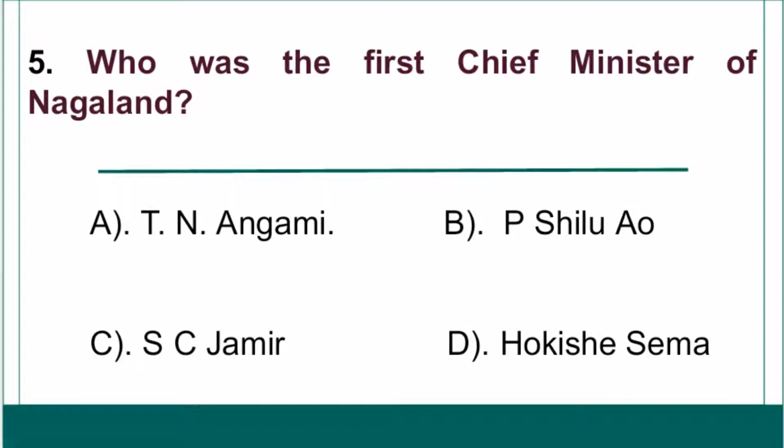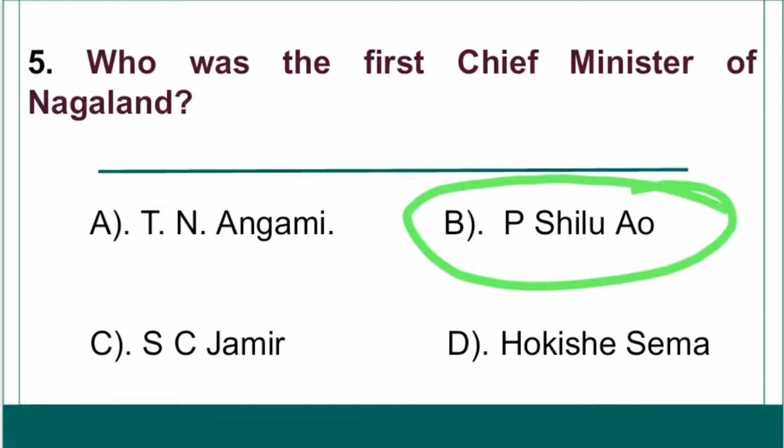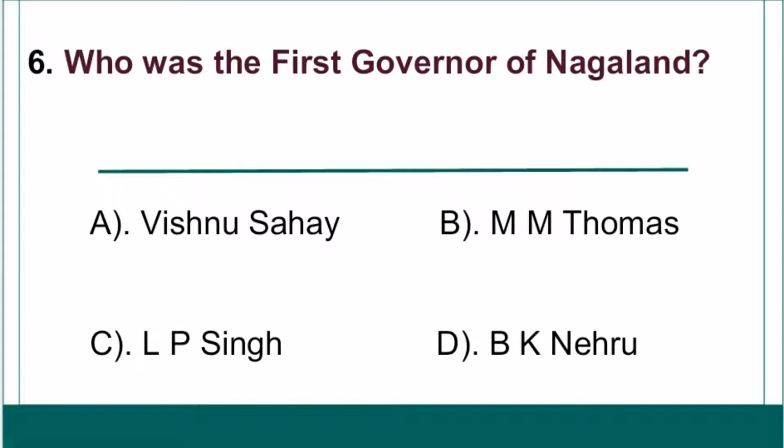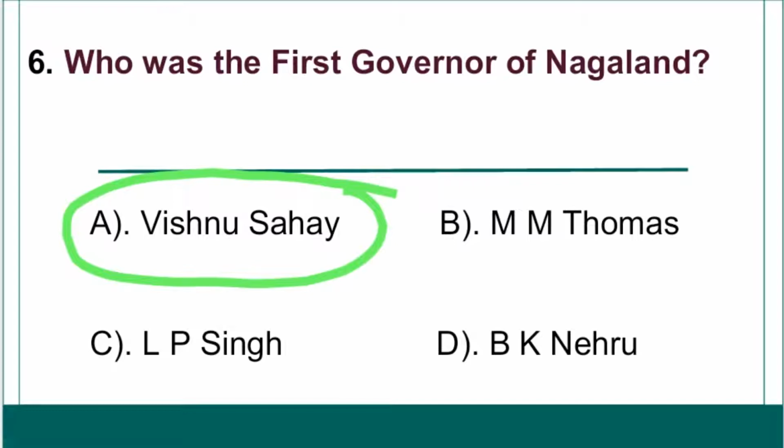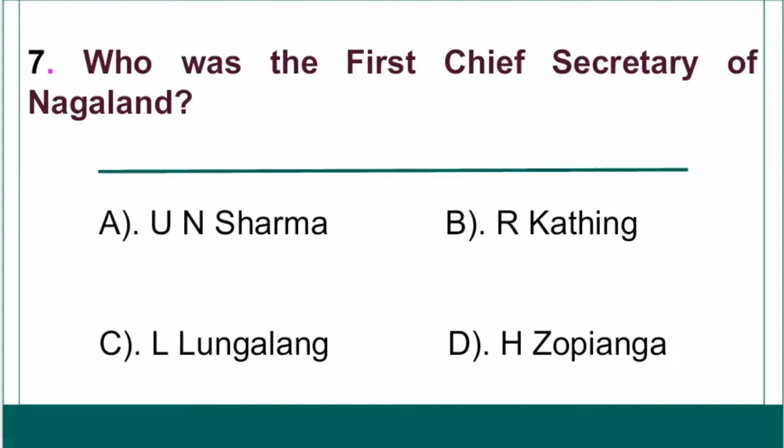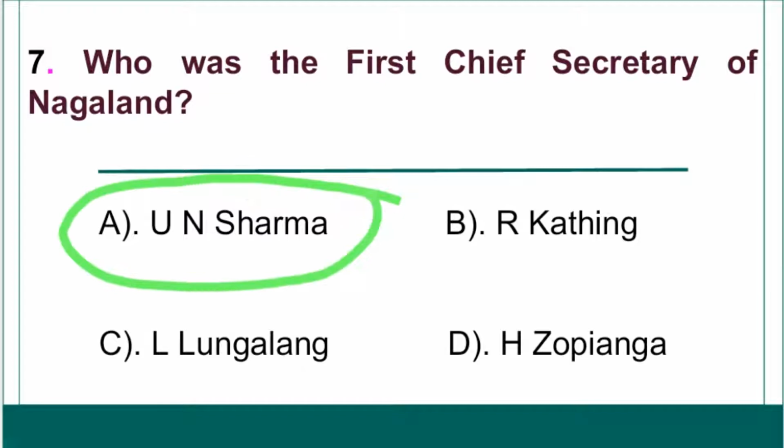Question number 5, who was the first chief minister of Nagaland? The correct answer is option B. Question number 6, who was the first governor of Nagaland? The correct answer is option A, that is Vishnu Sahay. Question number 7, who was the first chief secretary of Nagaland? The correct answer is option A, that is U.N. Sharma.